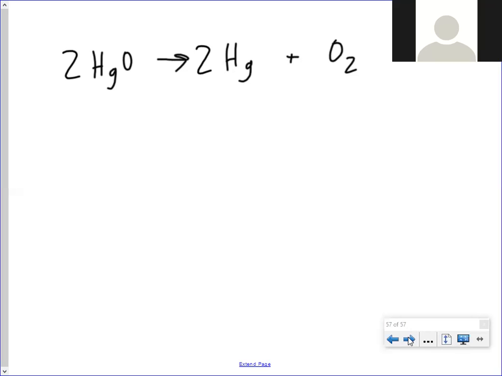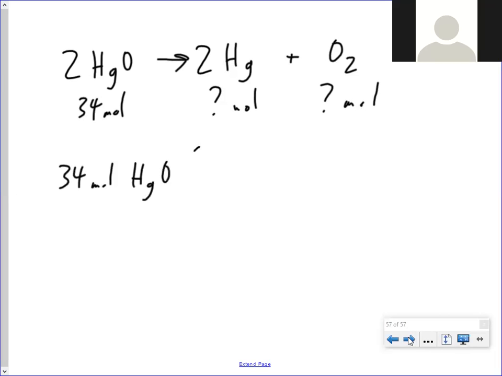34. All right. So if I have 34 moles of HgO, I want to know how many moles of both of these I'm going to make. Okay. So let's do those 2 problems. 34 moles of HgO and 34 moles of HgO.